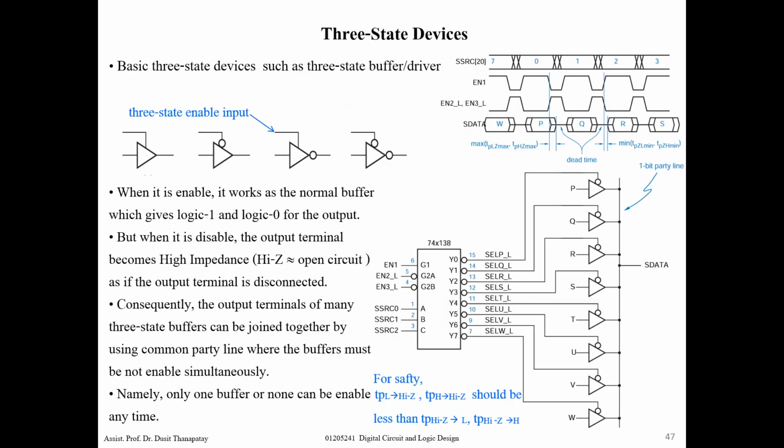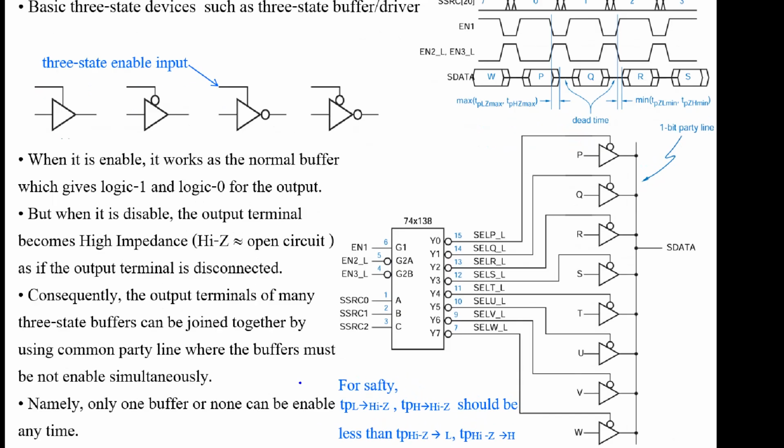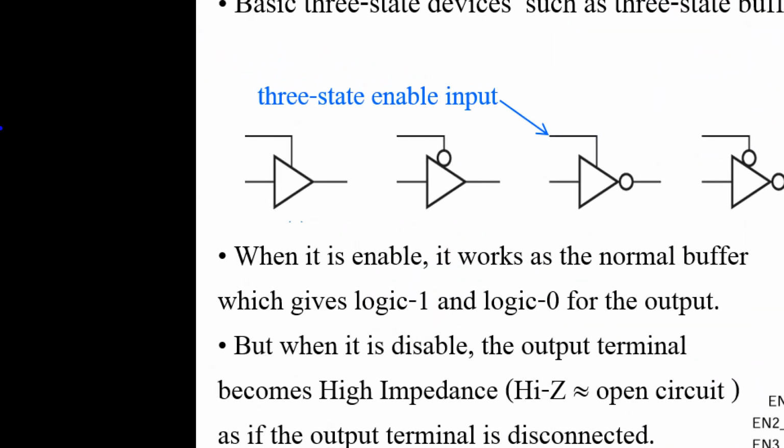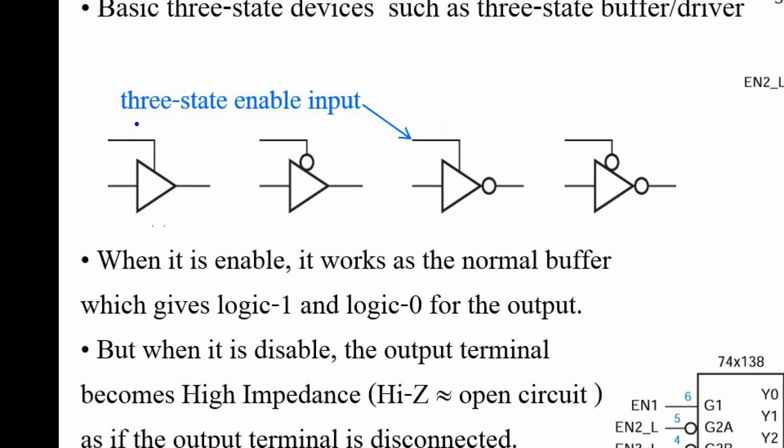Okay, and for this topic, I'll show you some three-state devices, which maybe you used to learn about. Maybe this one is a buffer, right? If this control or enable input is active high, with no inversion bubble, then when it's one you can use this as a buffer. Namely, if input is one, output is one; if input is zero, output is zero. Output is the same value as input.